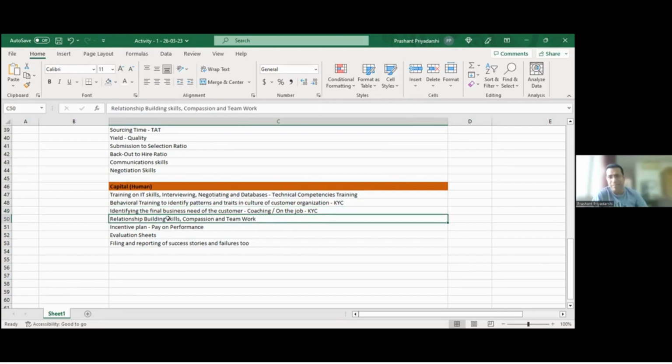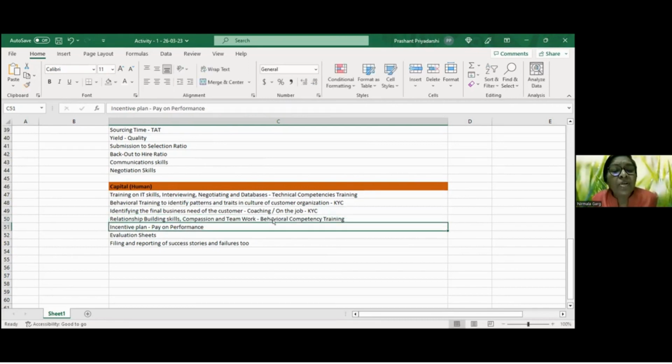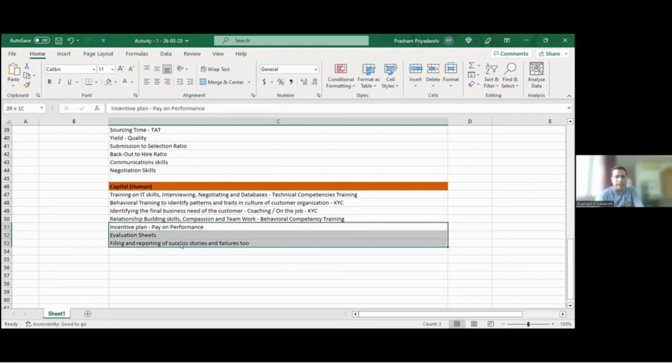That is relationship building skills, which I mentioned in the next step, compassion and teamwork. Now, how do we develop it? It's all behavioral. Incentive plan and evaluation sheets are very vague, and filling and reporting of success stories is just a process. This has to be elaborated and linked with direct feedback. This filling and reporting of success stories can also be a part of your customer feedback.